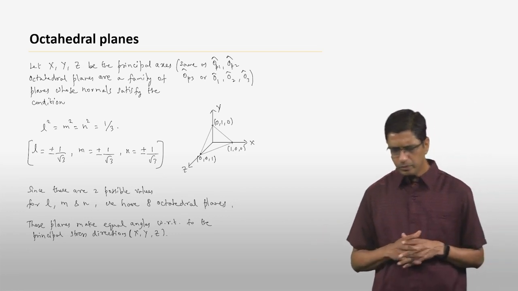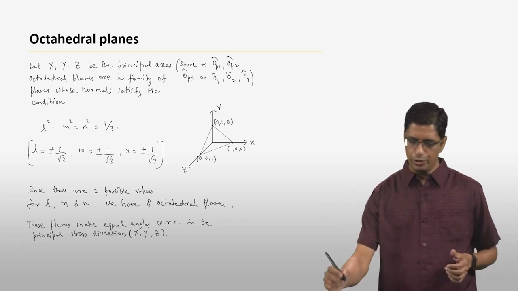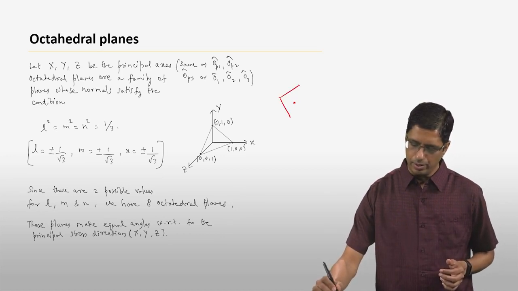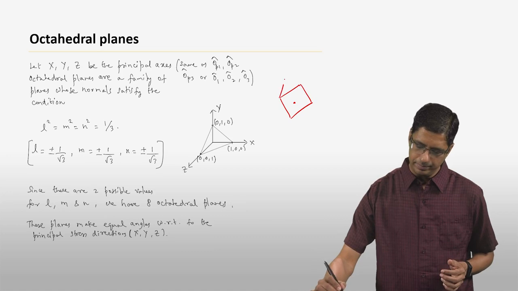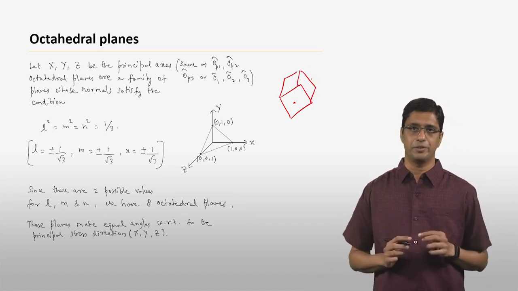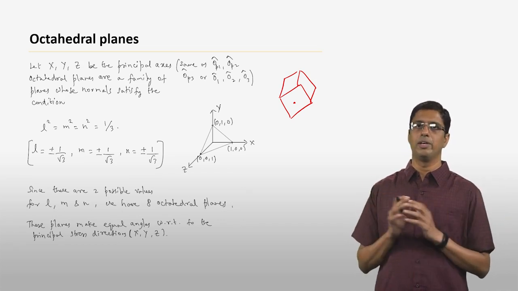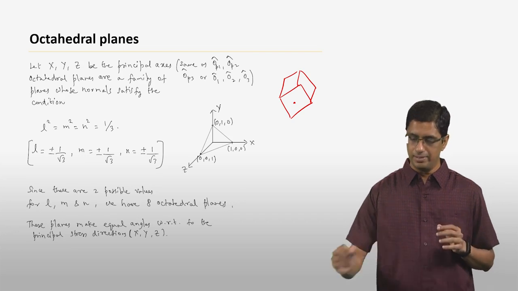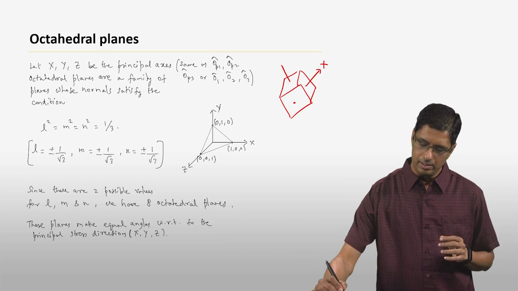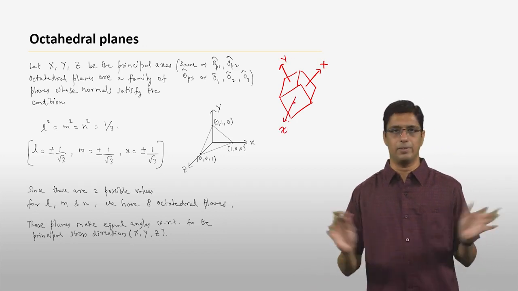If you know what the principal directions are, what I mean by that, again, I want to emphasize, is that you have a point, and then you draw a cube around that point, and on the faces of this cube, you have only normal stresses. You have zero shear stress. So those planes are the principal planes, and the normals to those planes are the x, y, and z directions. That is what you're looking at.